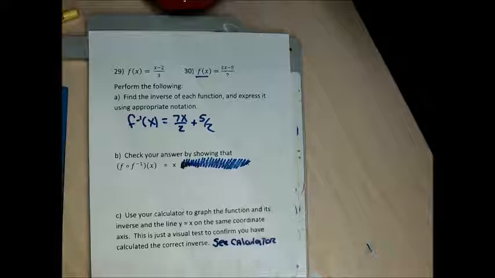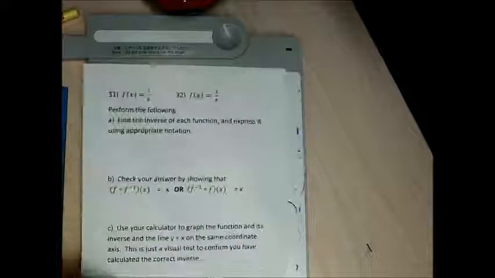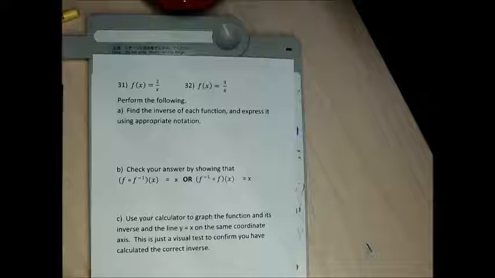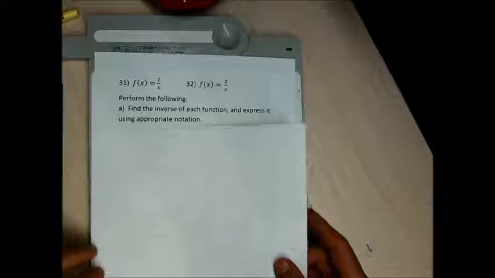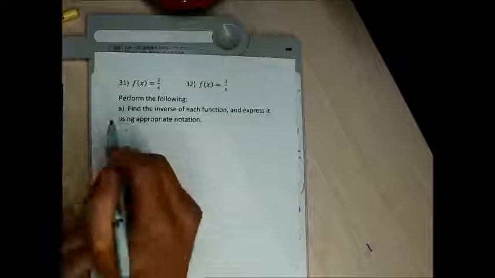Alright, so give 29 a go. We have like 3 more problems each to do. So 31 and 32 are tricky problems. So let me do part A to find the inverse. So as I work through problem 32, part A, I'm going to find the inverse.